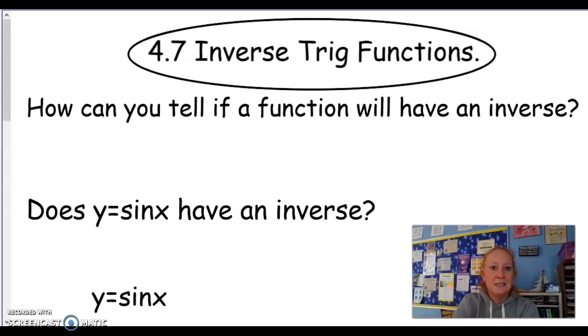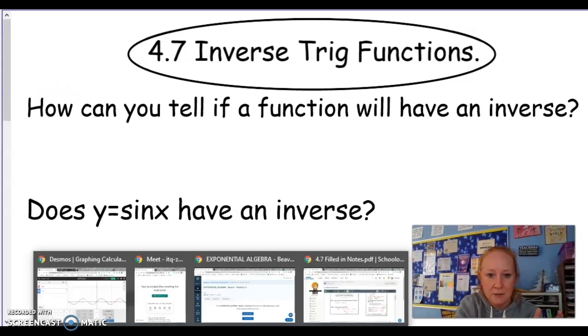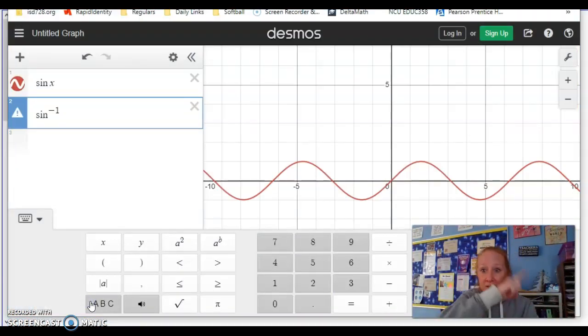So does sine x have an inverse? Well, let's look at what it looks like. What does the graph of sine x look like? Well, it's right here. So it goes up and down and up and down. So yes, that passes the vertical line test, but does it pass the horizontal line test? It does not, unless we just take one chunk of it.